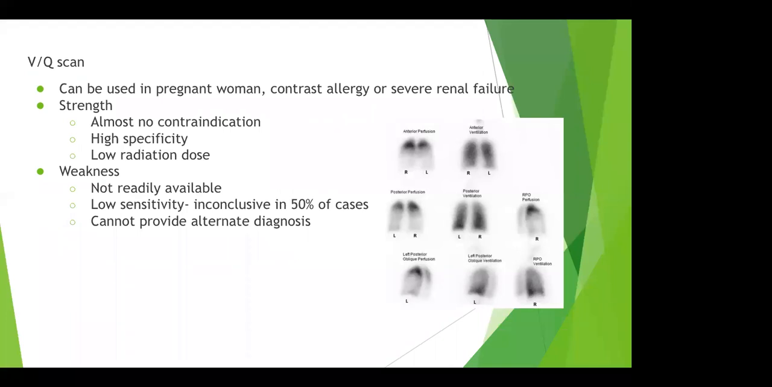Another modality is VQ scan, but this is much less commonly used. It involves radioisotope, but the radiation dose is much lower than CTPA. There's almost no contraindication. It's highly specific and has a low radiation dose, but it's not readily available, and it has a very low sensitivity, almost inconclusive in 50%, and it doesn't help in giving other causes for the hypoxia.